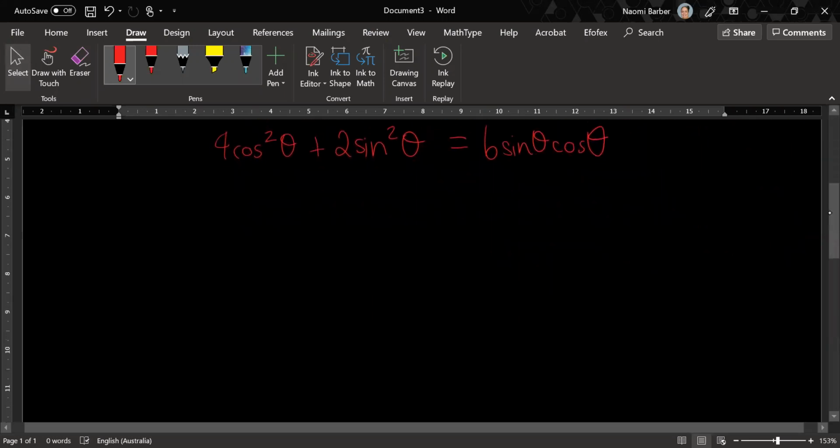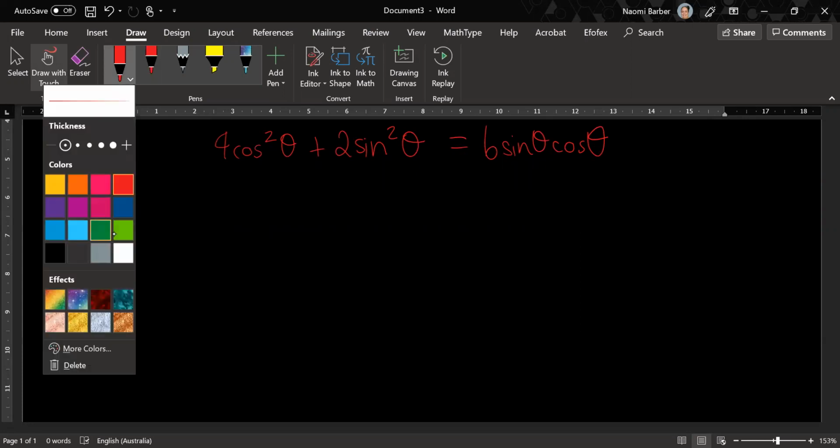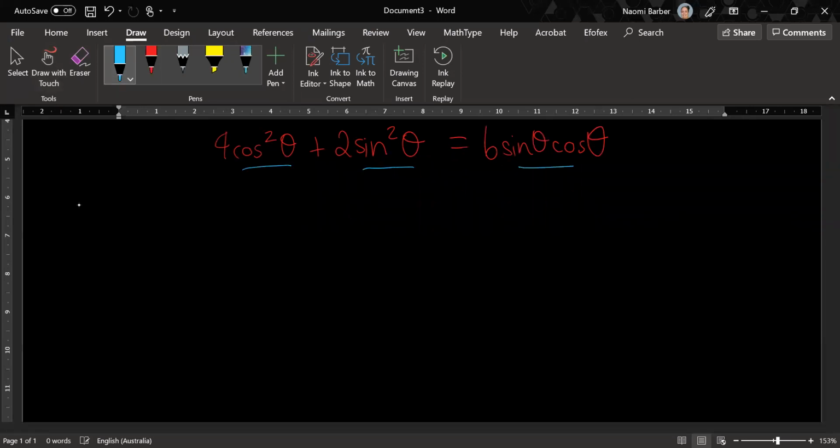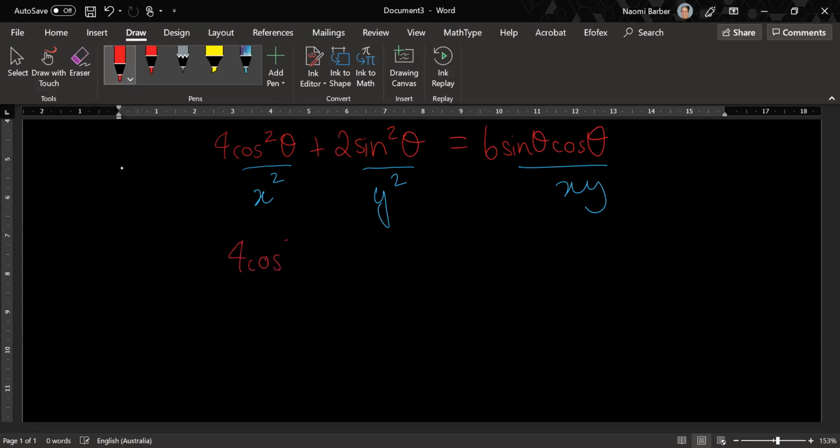Let us give ourselves some more space. Okay. Then I'm going to put everything on the right-hand side. The reason is that I feel like this is going to become a quadratic, a really unfortunate one, due to the fact that I have a cos squared, a sine squared, and a sine cos. So that's like an x squared, a y squared, and an xy. So really it's going to become a quadratic in both x and y. So I'm going to put them all on the left-hand side first. So I get 4 cos squared theta minus 6 sine theta cos theta plus 2 sine squared theta equals 0.